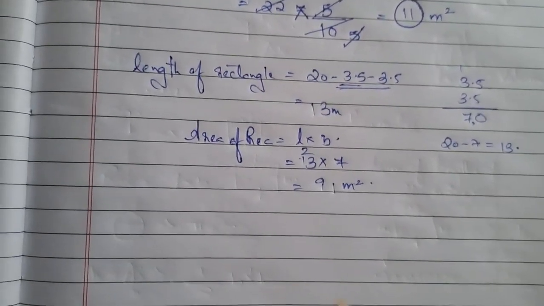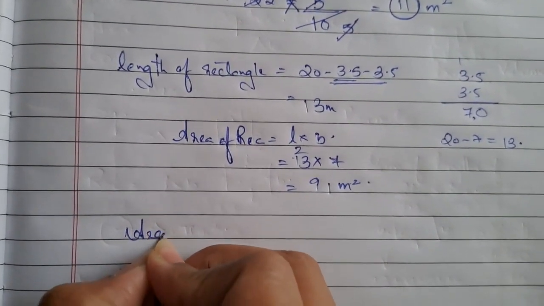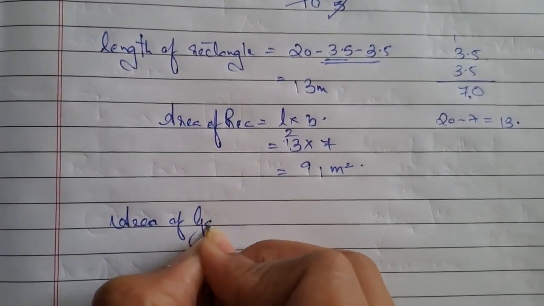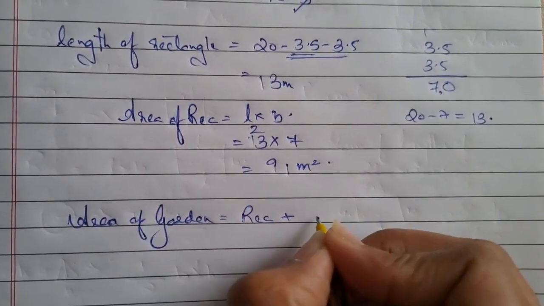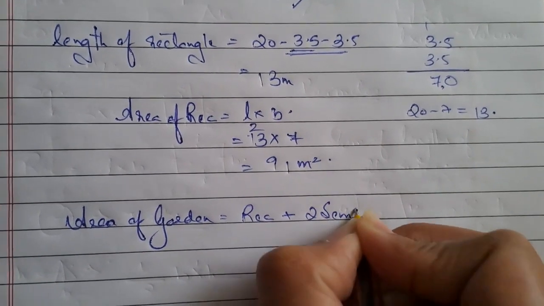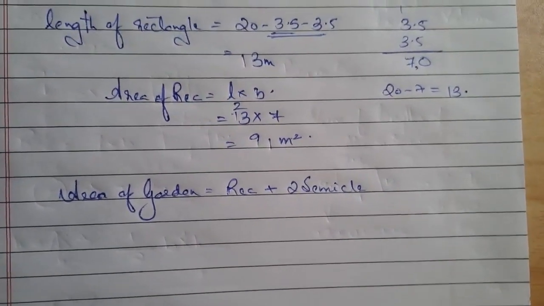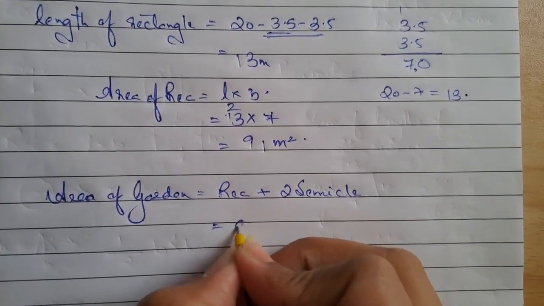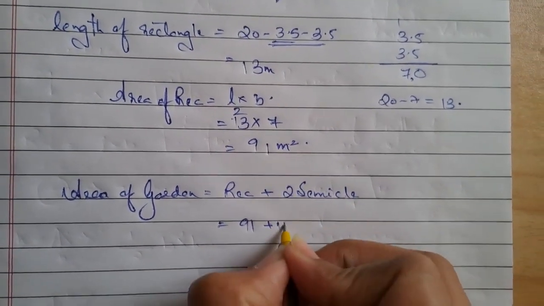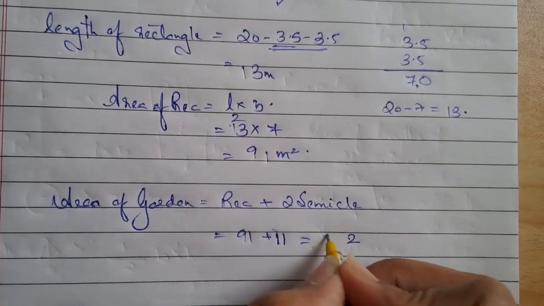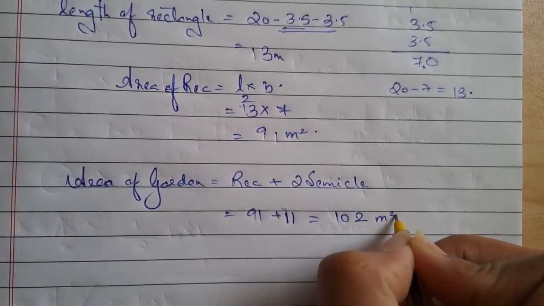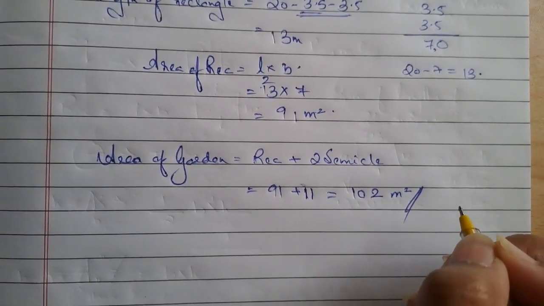So the area of the garden is equal to the rectangle plus 2 semicircles, isn't it? Or the 2 semicircles will become 1 circle. You can write it down: 91 plus 11. That's 102 meters square, the area of the garden here.